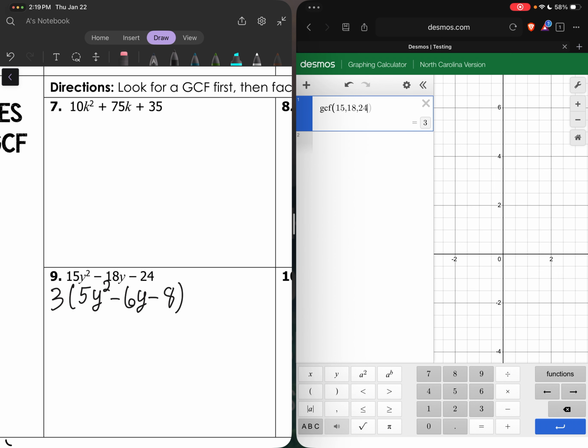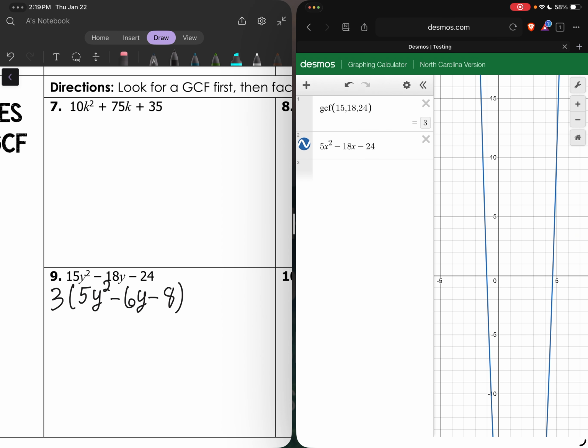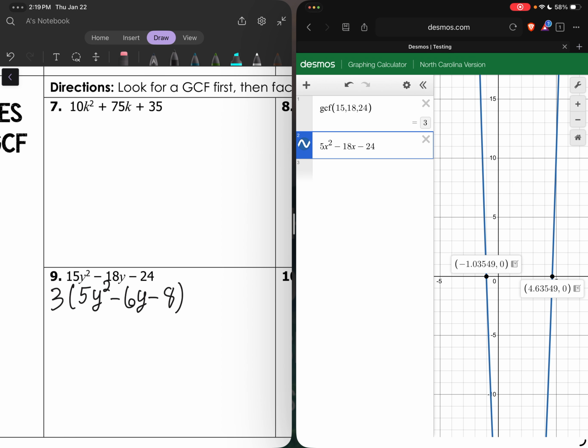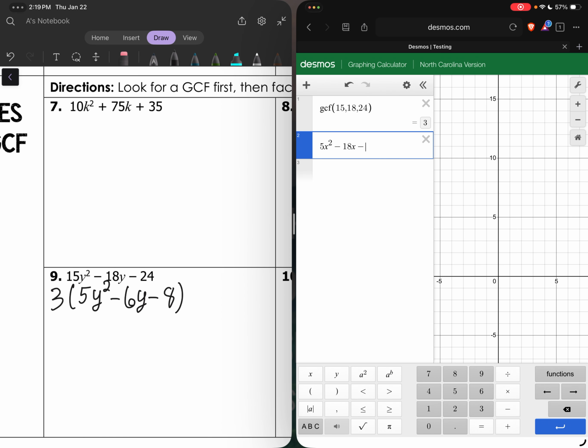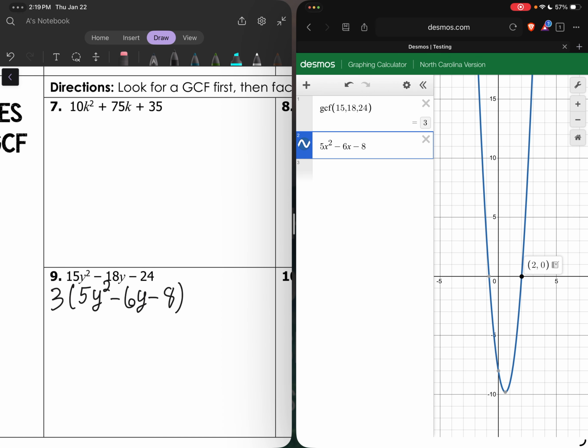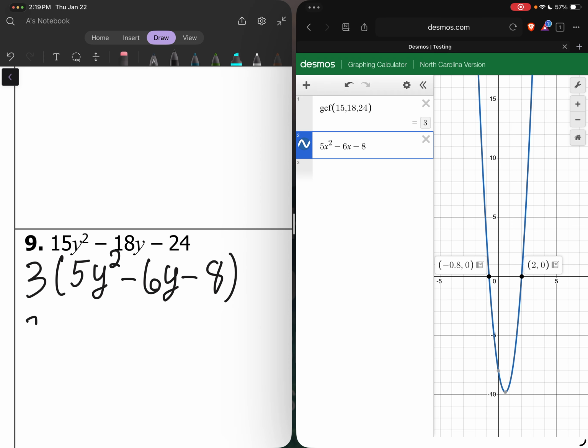From here, I'm going to type in my new equation: 5x squared minus 18x minus 24. So I have these two coordinates. I flipped halfway. Now that's better. I have these two coordinates. So I'm going to have 3. Negative 0.8 is the same thing as negative 4/5. I'm not typing that in, but that's what it is.